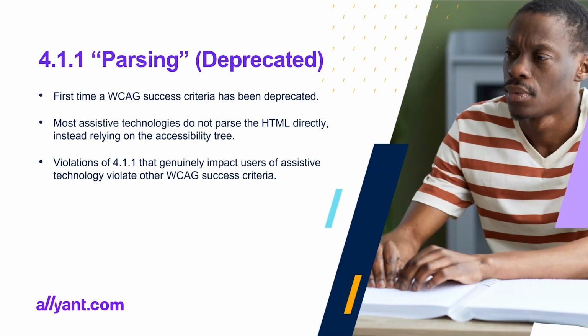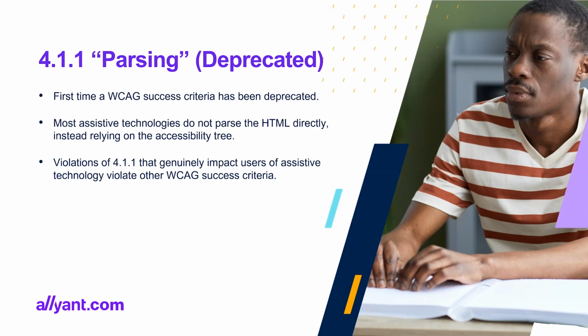Assistive technologies, pretty much all across the board now, are interacting with the accessibility tree that is being generated by the browser itself, by the user agent. And so they aren't parsing the HTML themselves. So if you have just simple HTML validation issues, it's not necessarily going to be a problem. And the follow-up to that is if you do have an HTML validation issue that would create a problem, that problem would violate another WCAG success criteria.